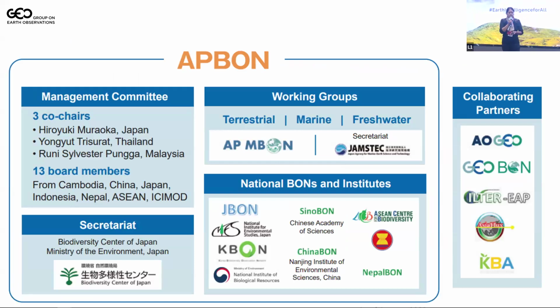We have 13 board members who represent institutions from across the region. The secretariat is hosted by the Biodiversity Center of Japan, and we have three working groups focusing on terrestrial, marine, and freshwater ecosystems. To support AP BON, we also have national BONs across the Asia-Pacific region, such as China BON, Sino BON, the ASEAN Centre for Biodiversity hosting that region, and Nepal Biodiversity BON, who come together and share their data on biodiversity. We also collaborate with AOGEO, GEO BON, ILTER, and KBA as Secretariat.